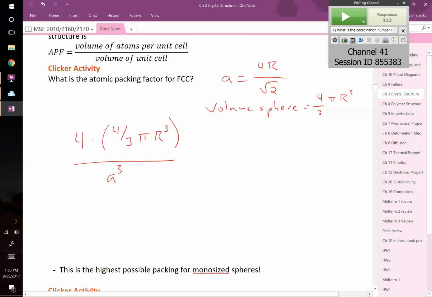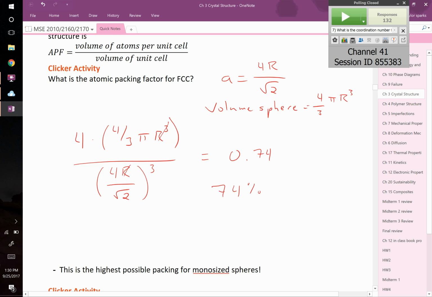But we know what A is in terms of R, so let's rewrite this instead and say that it's equal to 4R over root 2, cubed. When you do this, your R's are going to cancel out, right? So you don't have to worry about that. And you'll end up with 0.74. Multiplying that by 100%, you know that 74% of the space inside this cube is occupied by atoms.